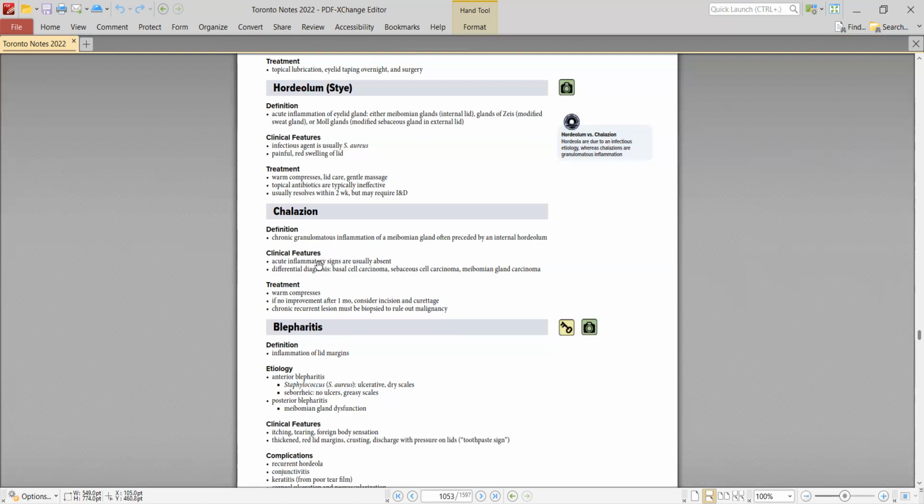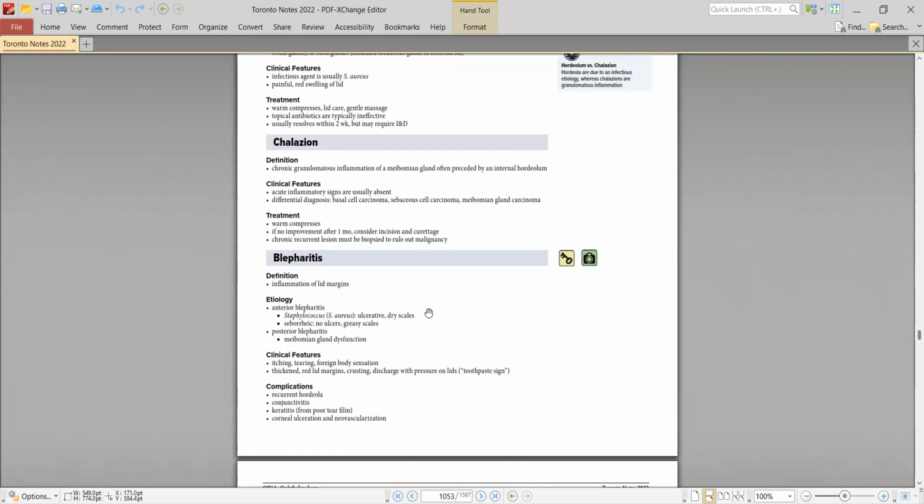The basic idea is to give warm compress to decrease the inflammation, and no need to give any antibiotic according to them. If there is no improvement after 1 month, then incision and curettage can be done. Incision and curettage is like doing the incision and scooping out the contents.